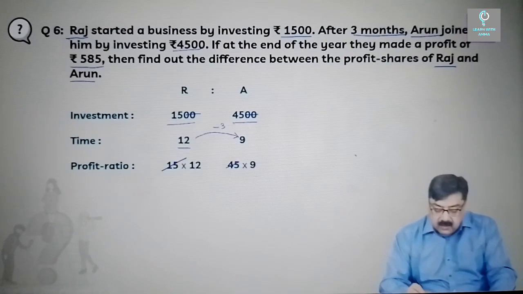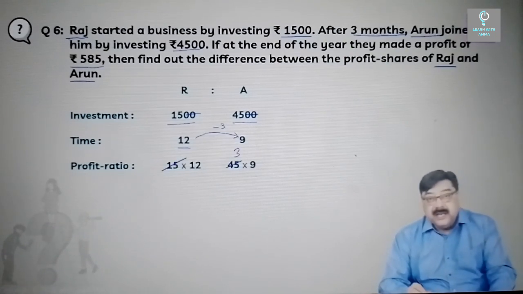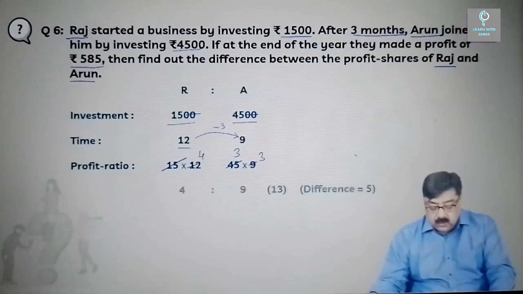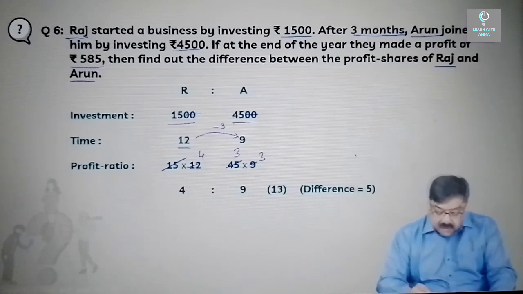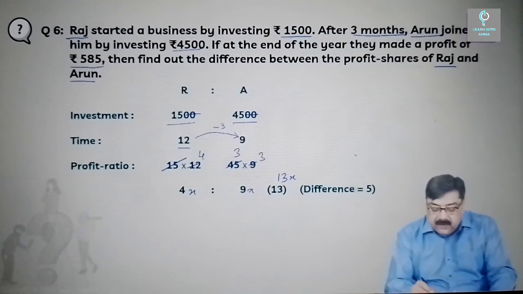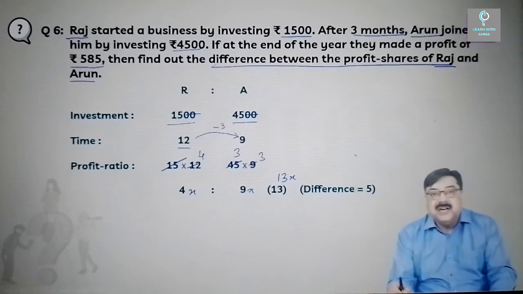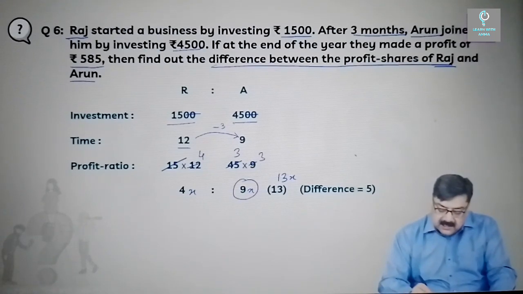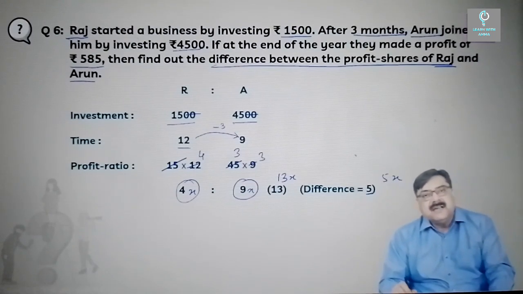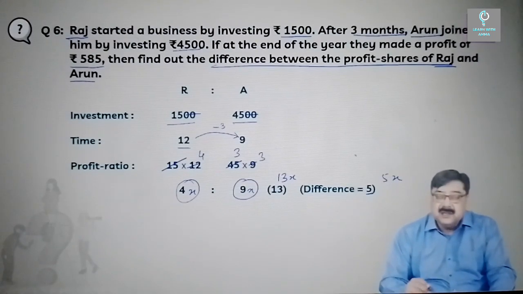Again, you can cut all these. So 15 into 3 is 45, 3 into 3 and 3 into 4. So it works out to be 4:9. So 4x, 9x, 13x is what you get. Now, the question is asking you to find out the difference between the profit shares. So this is 9x, this is 4x, so the difference here is 5x. 9x minus 4x.